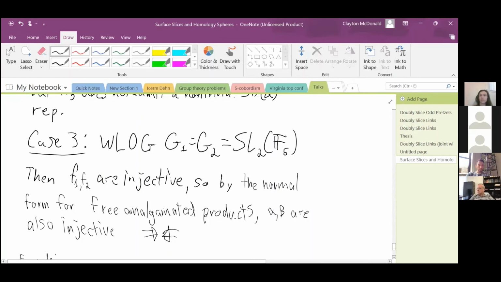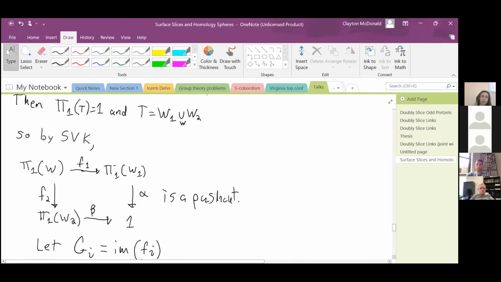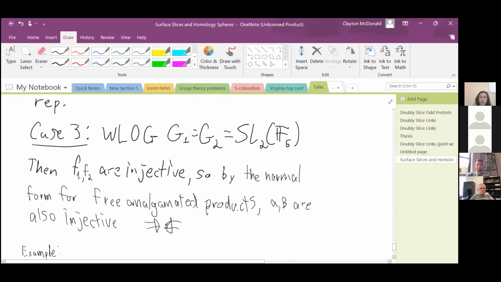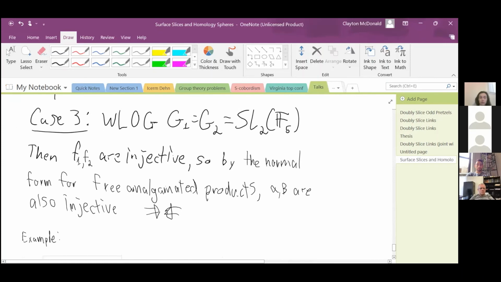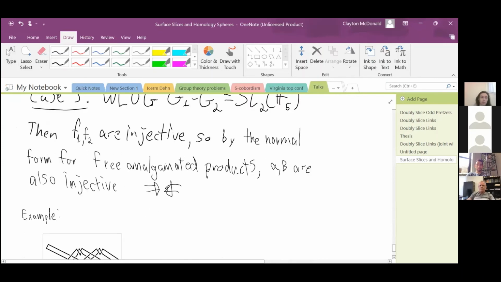And so then we're going to be using this kind of general group theory statement, which is there's this normal form for free amalgamated products. It turns out that if F1 and F2 are injective, then alpha and beta are also injective. Again, alpha and beta are sort of the final two maps here. But those two can't be injective because this is just the trivial group. And so, that's our kind of final contradiction that finishes off the case analysis.